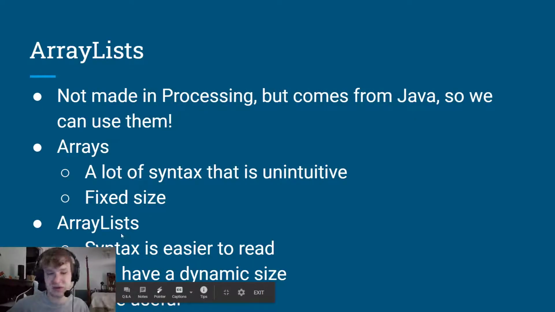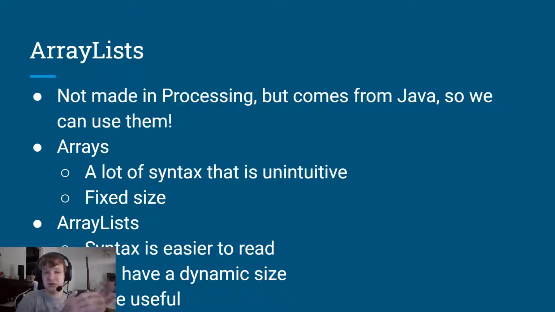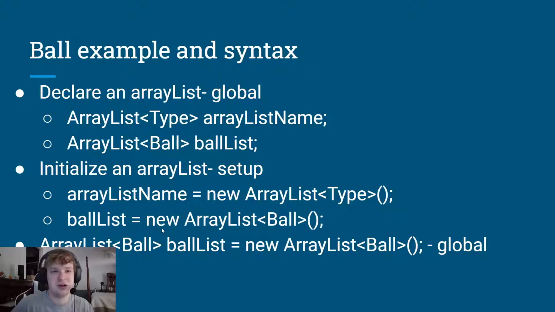So I don't want to make it sound like array lists are just better than arrays in every way possible. They're just different, right? They're still collections of things, but they are used in different applications. And so hopefully that makes sense. But let's go ahead and talk about array lists themselves. It won't take very long. I want to talk about how to declare an array list, how to initialize it.